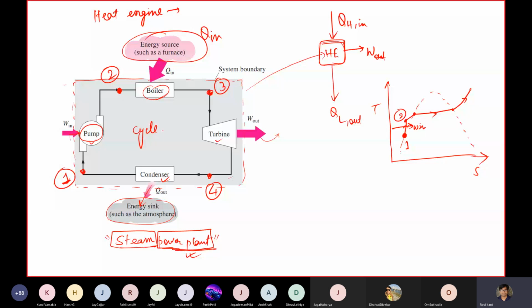So 3 is here, and it takes away some amount of Q in to reach this superheated state. From 3 to 4, the turbine is an isentropic device, so isentropically you come down to this particular state called 4. And you come to the condenser. It is actually a phase change device, so there is no change in temperature; the temperature remains constant. So this is where you lose some heat, and this is how you get some work.